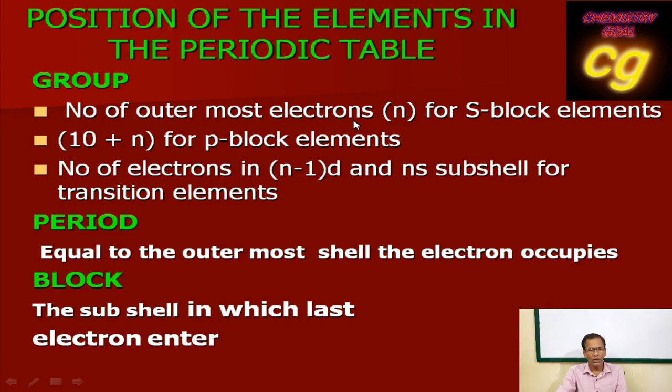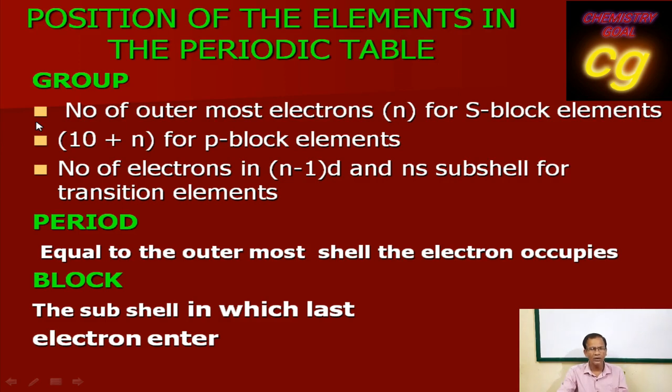And for a D block we have to take (n-1)d and ns both. The outer ns and inner (n-1)d electrons both will be counted for calculating the group. So for S block, only the N value, the number of outermost electrons. For P block, 10 plus N. And for D block, the number of electrons in ns and (n-1)d, both will be considered.